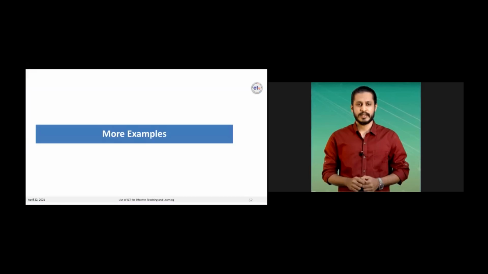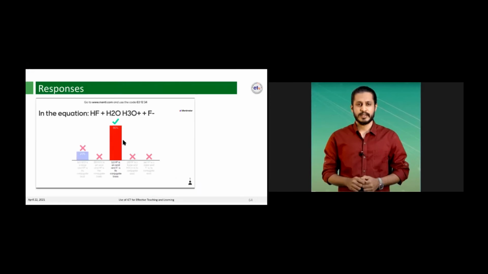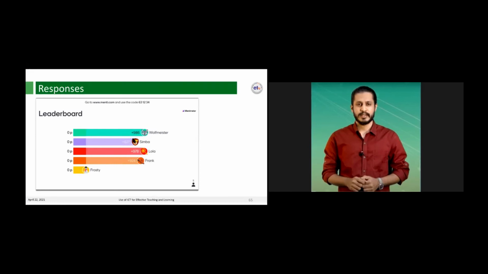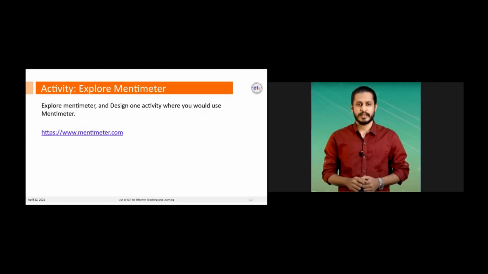There are a few more examples, just to mention about Mentimeter. I already showed you the Mentimeter interface. There are other examples where you can simply ask a question, and then based on the responses, you can have a leaderboard. A leaderboard is where you can see who responded the fastest, and who responded the fastest and correctly. You can have students' names also. You can export the data, and there are a lot of features that you need to explore by yourself. So this is just for your reference. You can explore Mentimeter later on.